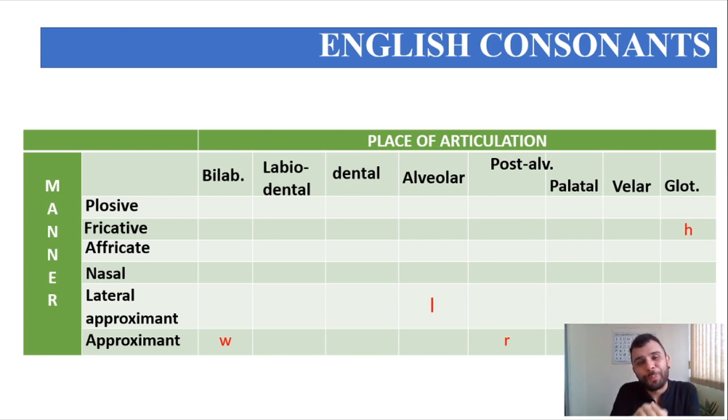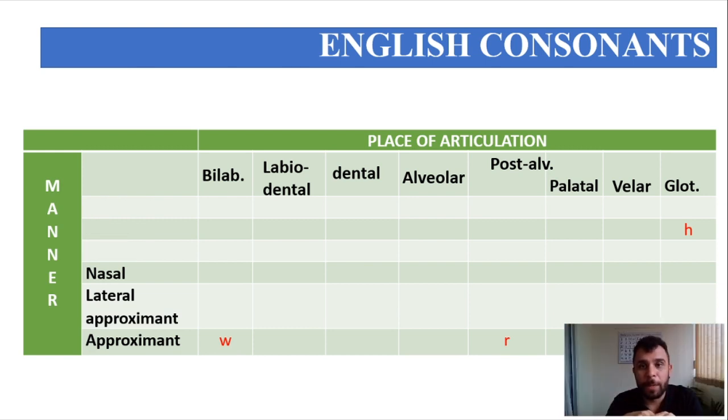Post-alveolar, so you have the alveolar ridge in your tongue, and then the post-alveolar would be the region immediately after it in your hard palate. Not in the middle, immediately after the alveolar ridge. Palatal, you will have the front part of the tongue touching your hard palate or approaching your hard palate. Velar, you will have the back of your tongue approaching the soft palate, the velum.